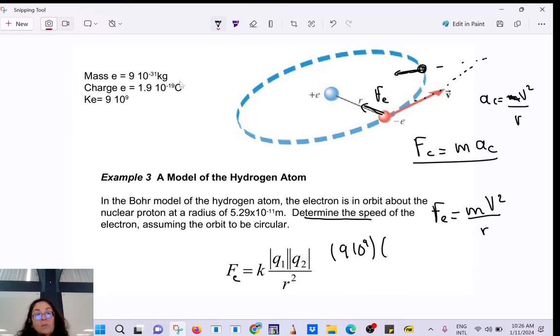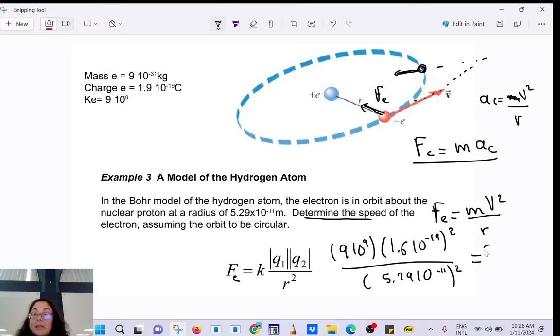Q1 is the charge of an electron, so 1.6 times 10 to the negative 19. The charge of a proton is going to be the same thing, so I'm going to put a square here, divided by the distance given, 5.29 times 10 to the negative 11, and then here there is a square, equals to the force. You can find the force first, and then in the second step you can find v squared.